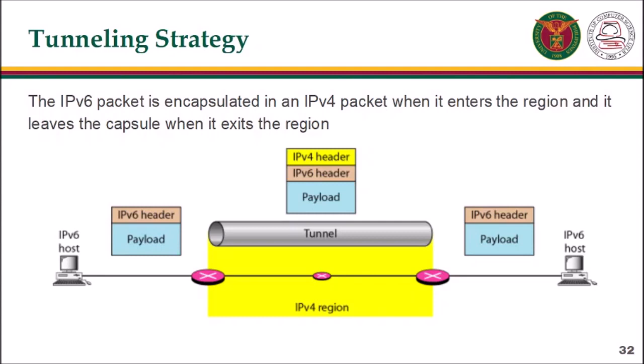It seems as if the IPv6 packet enters a tunnel at one end and emerges at the other end. To make it clear that the IPv4 packet is carrying an IPv6 packet as data, the protocol value is set to 41.